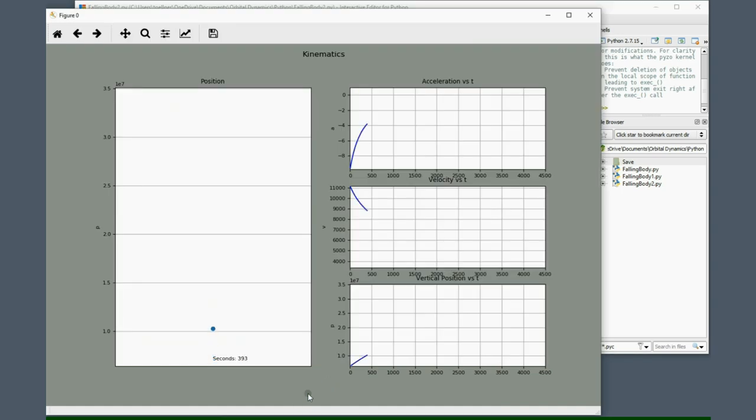So this is what it looks like to launch something from the surface of the Earth at escape velocity. So notice how the acceleration started at 9.81 meters per second squared, and it's headed towards zero. Velocity started at escape velocity and is decreasing, and the position is increasing. So what will ultimately happen is when this object gets to infinity, the velocity will be zero, the acceleration will be zero, and the position will be infinity. And that's what it means to travel at escape velocity.